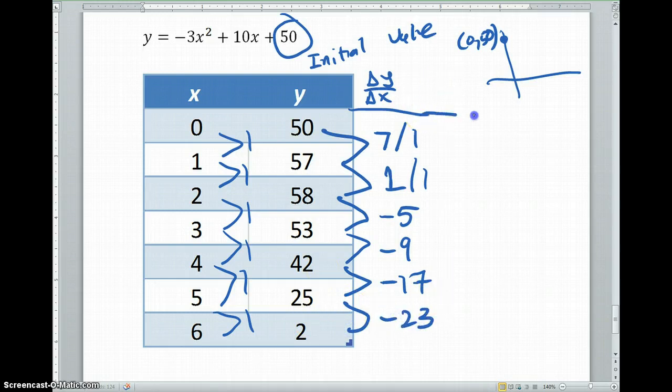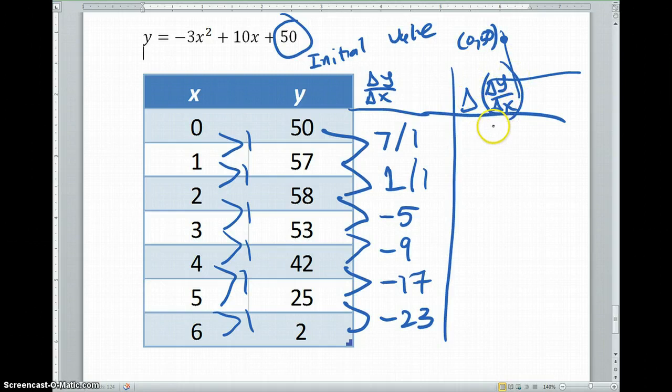Well, let's again take a look at the change in the slope. Is there any pattern in the change of the slope? In other words, the change in my change in y over change in x. I noticed that my slope went from 7 to 1. So that means my slope decreased by 6 units. From 1 to negative 5, my slope went from a positive number to a negative number, which means it also decreased by 6.